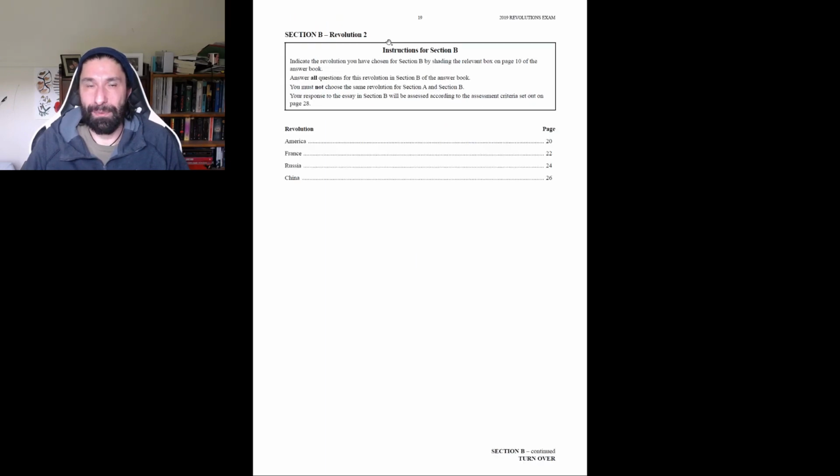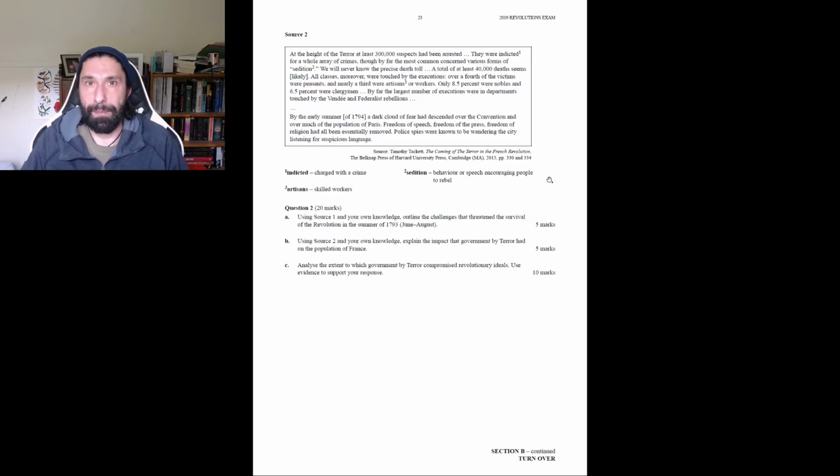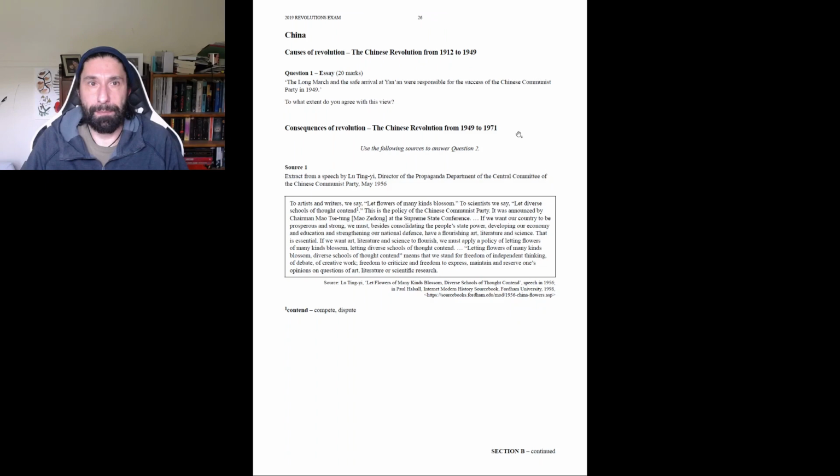Now we get to section B, and once again we've got our index, and it tells us where the sections are. Once again, I ignore America and France because I didn't do them. Now, I've decided, as I said before, that I was going to do section A on Russia, which means I am now forced to do section B on China. I cannot do section B on Russia because I've already answered the Russian questions in section A. So I have to go to China, page 26, and answer those questions in section B. So we'll do that now. Let's go to page 26. I zip up, and there we are, page 26.